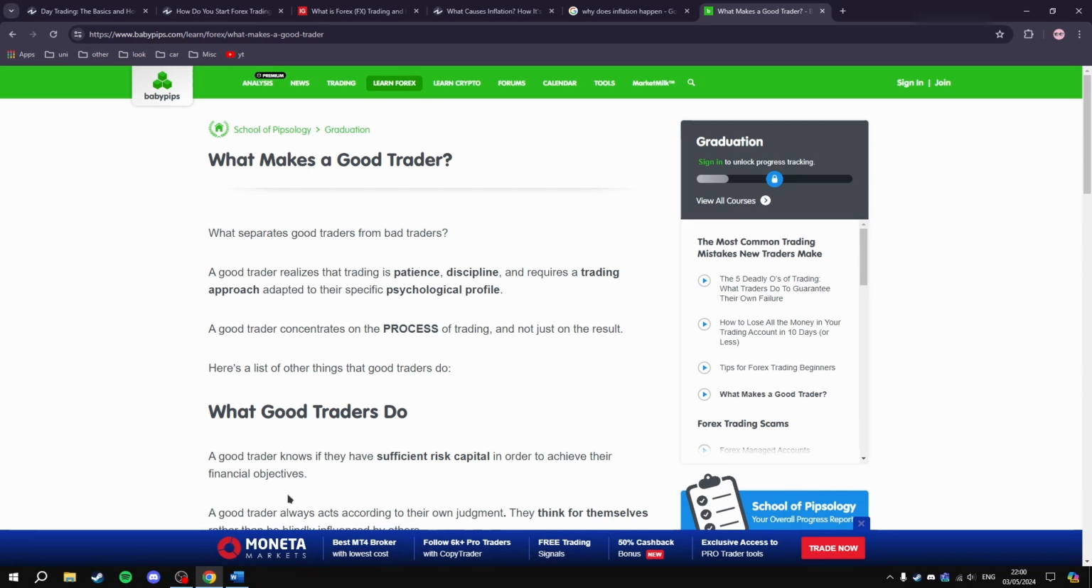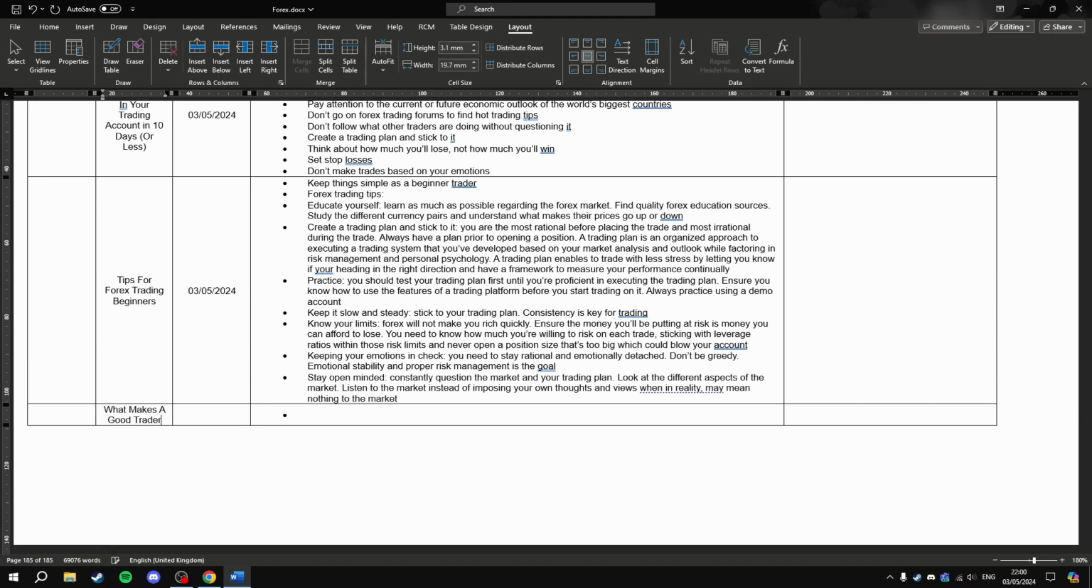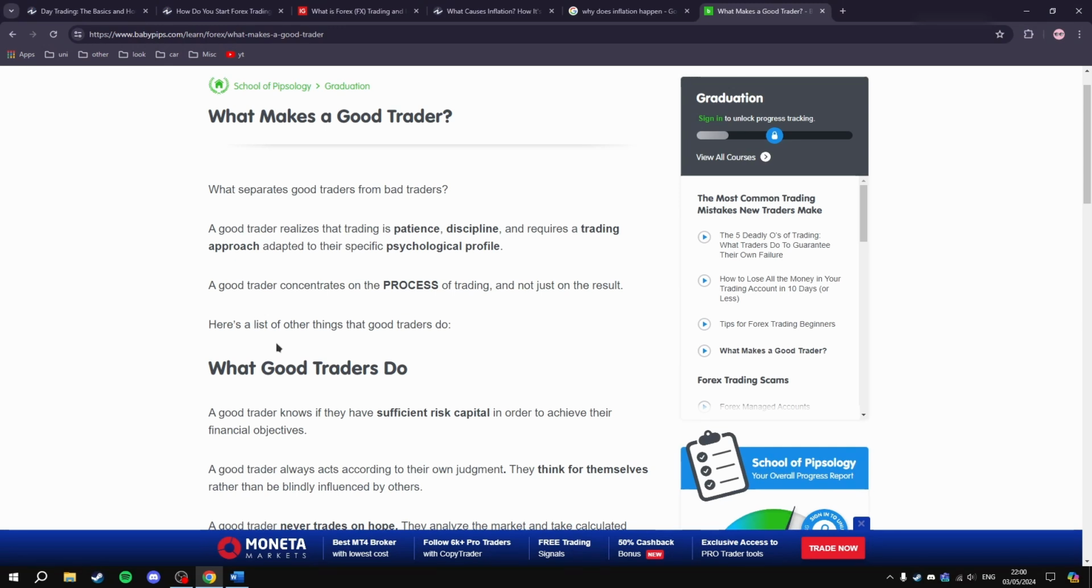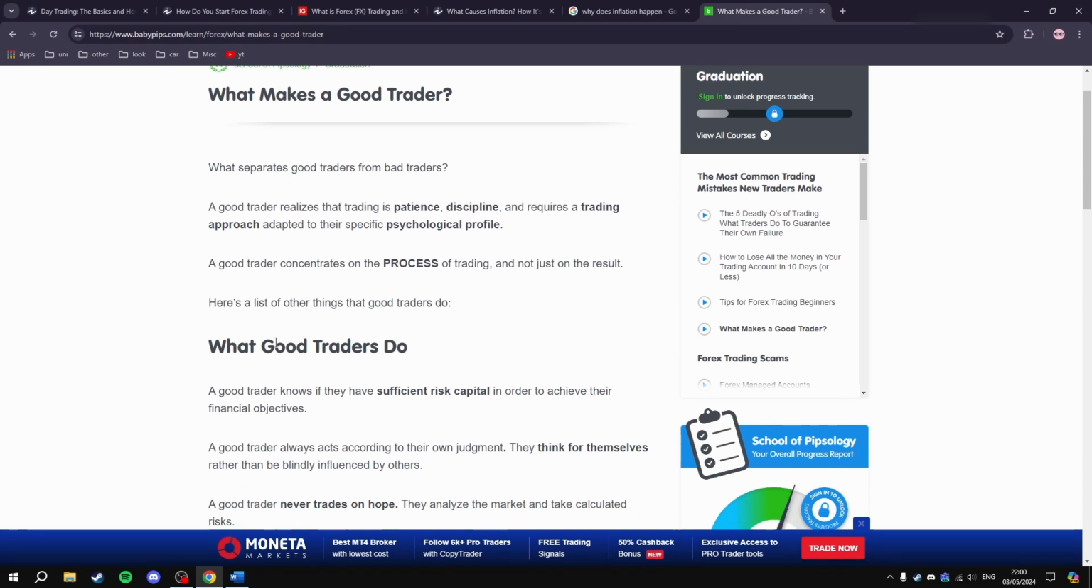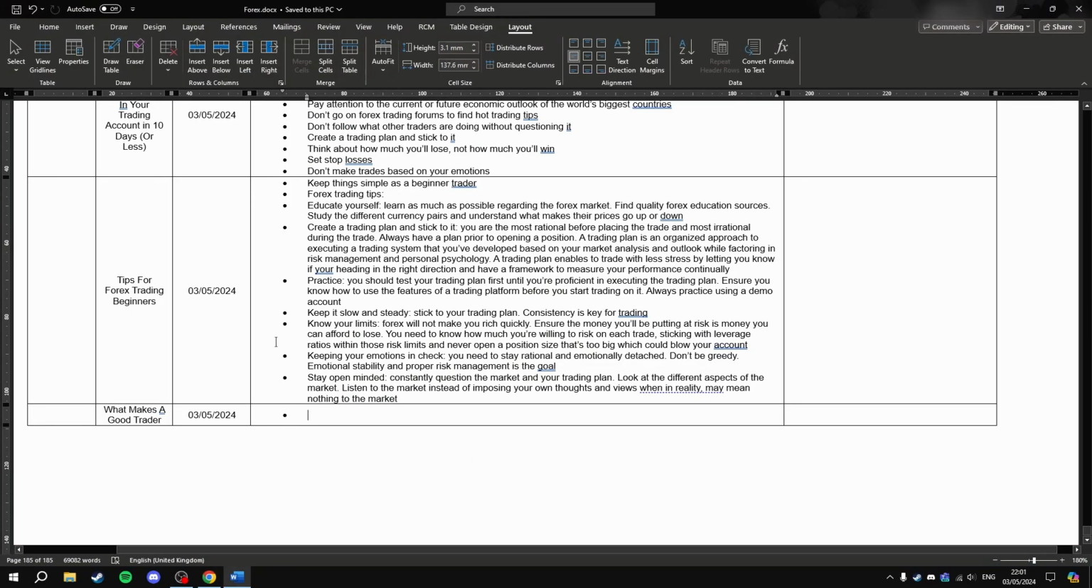What makes a good trader? What separates good traders from bad traders? A good trader realizes that trading is patience, discipline, and requires a trading approach that adapts to their specific psychological profile. A good trader concentrates on the process of trading and not just on the results. Here's a list of other things that good traders do.